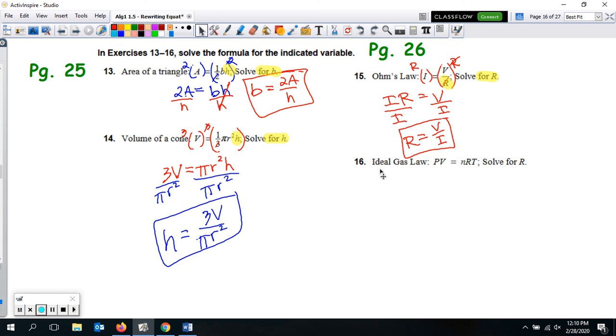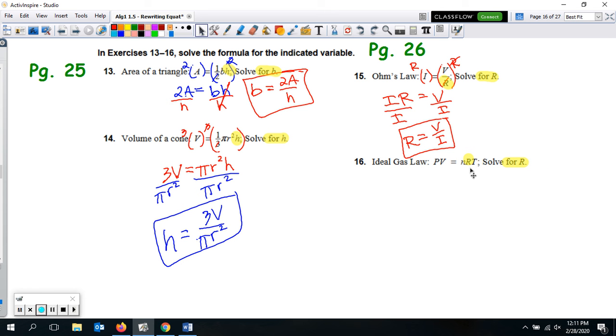Number 16, here's an ideal gas law. Okay, so again, another obscure kind of formula. We don't use this one very often. But we do need to see, okay, what are we solving for here? It says solve for r. And so you can see r is right in the middle between n and T on this side. So the first thing I need to do is undo the n and the T. They're both multiplying r, even though they're on both sides. This is all multiplying n times r times T.